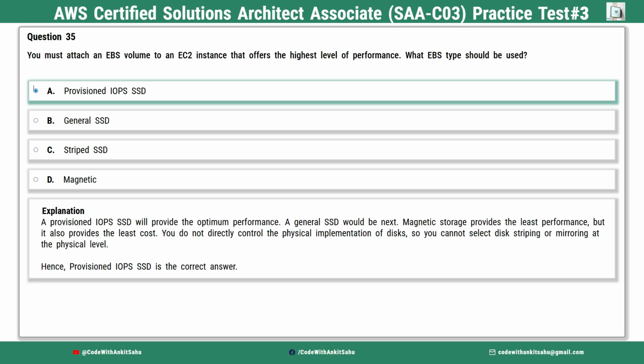Correct answer. Option A. Provisioned IOPS SSD. Explanation: a provisioned IOPS SSD will provide the optimum performance. A general SSD would be next. Magnetic storage provides the least performance, but it also provides the least cost. You do not directly control the physical implementation of disks, so you cannot select disk striping or mirroring at the physical level. Hence, Provisioned IOPS SSD is the correct answer.